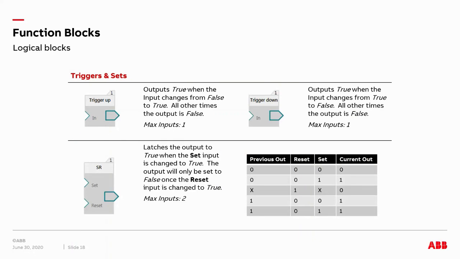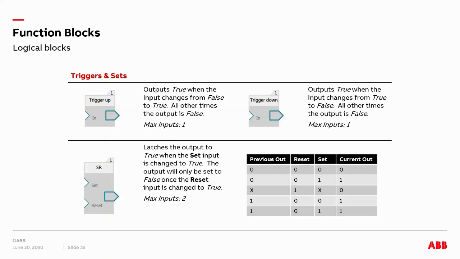A couple more logic blocks. We got some triggers. We got a trigger up and a trigger down, and those ultimately are going to change the instant you have a change. So I'm just going to talk about trigger up for now. Output's true when the input changes from false to true. All other times it's false. So it's pretty instantaneous. It's going to run that one time. Every time your digital input flips on to high, it's going to trigger once and then turn back off. You only want it to run one time.